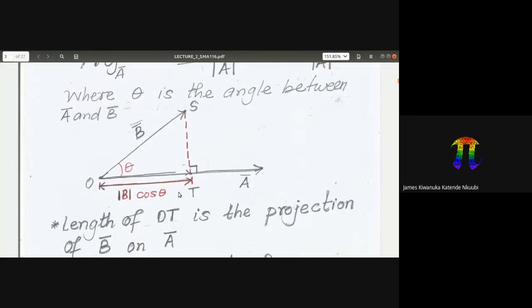So if you have two vectors, this is vector A and this is the other vector B. The projection of B on A is simply obtained by dropping a perpendicular from the tip of B all the way to A, so that this is a right angle here. Now the length from this point O to this point is what we call the projection of B on A. So we just need to compute this length.